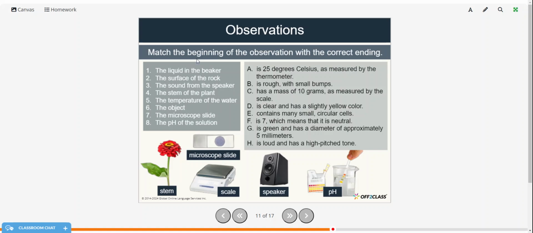All right, so now match the beginning of the observation with the correct ending. And you can pause the video, try that on your own, and then restart when you're ready to check your answers. Here's some vocabulary. This is a stem. This is a microscope slide, a scale, a speaker, and pH.